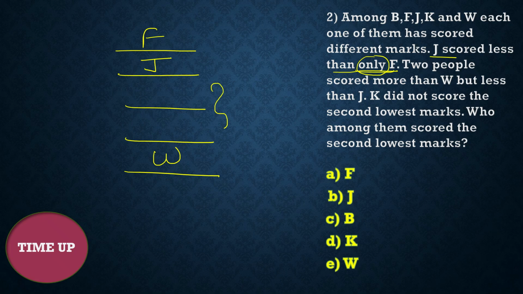Whatever two people are placed here, they scored more than W but less than J. Correct? K did not score the second lowest marks. This was the lowest marks here. This is the second lowest marks. Correct? So K will not be placed here.